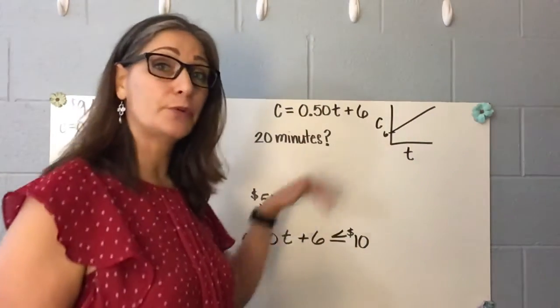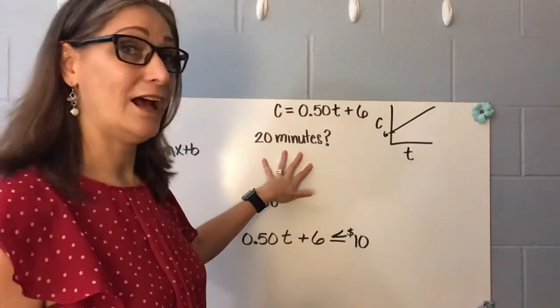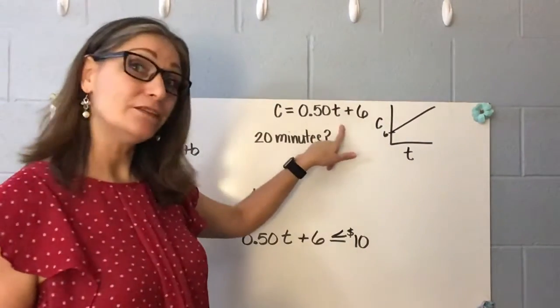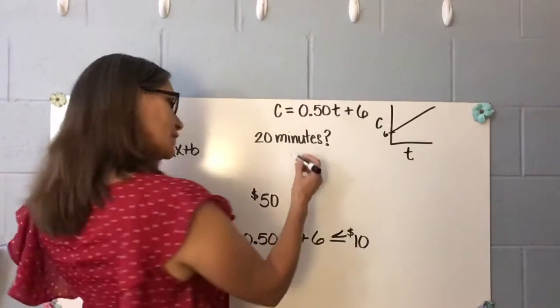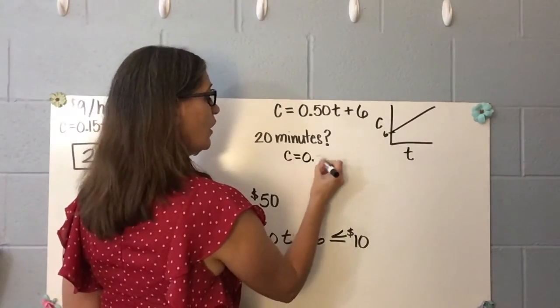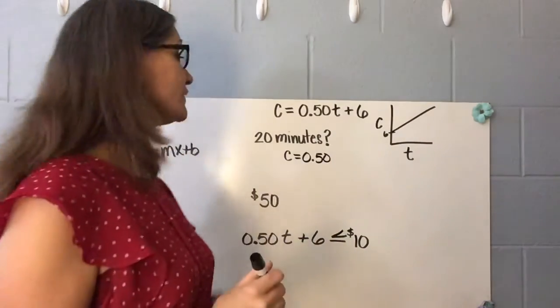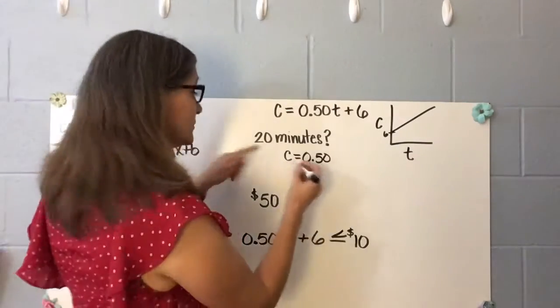So I'm going to walk through how I would do 20 minutes for this. So 20 minutes is my time. So that's going to replace my t variable. So I'm going to rewrite the equation with that in mind. So I'm doing this all the same. But where the t is located, I am going to enter the number that it gave me. So I'm going to put a 20.